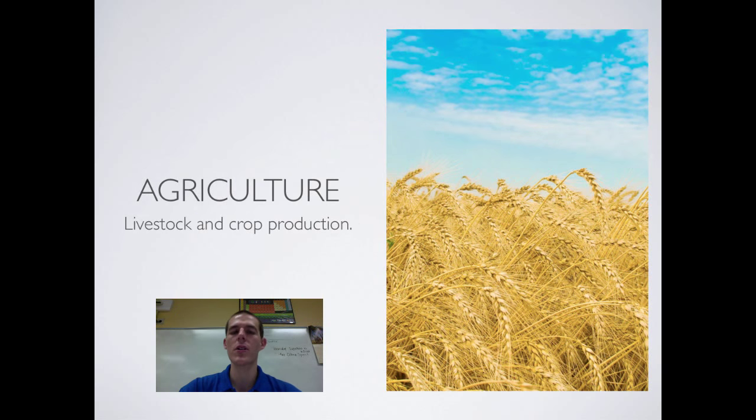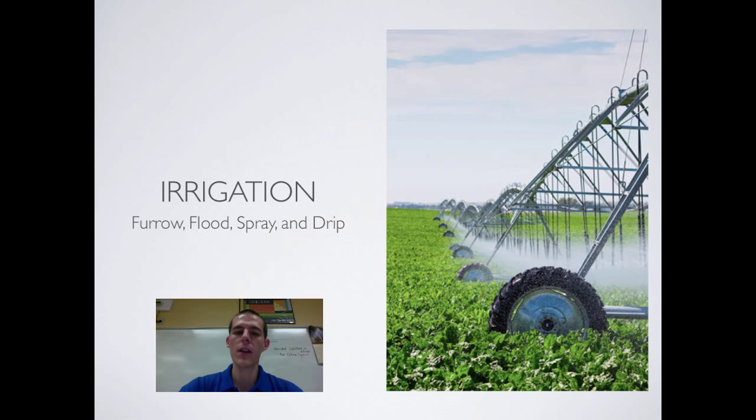Starting out with agriculture. Like I said, agriculture is responsible for 70% of water use in the world. That water is used to raise livestock and to produce crops. And one of the biggest things when we talk about agriculture water use is irrigation, the watering of plants and crops. So I'm going to go ahead and go through some different types of irrigation. There is furrow irrigation, flood irrigation, spray irrigation, and drip irrigation. It's important to know these because each one is different from the others. Each one is more or less efficient than the others, and this is the major use of water because obviously plants need water in order to grow.